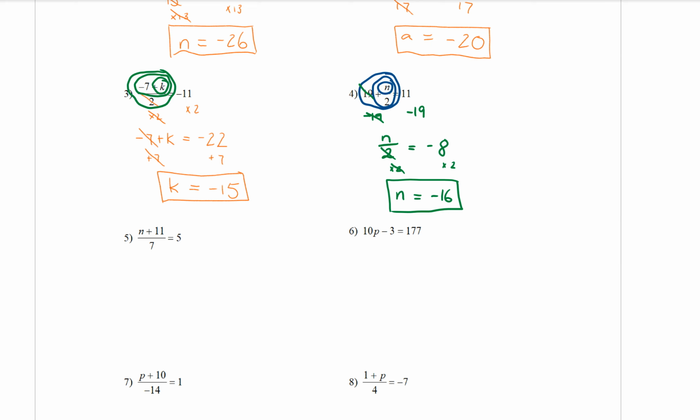How many of you got answers? We're almost there. Okay, so the first step should have been to minus the 19. So that left me with n over 2 equals negative 8. Second step was to times by that 2. So n equals negative 16. Did you get the same thing?